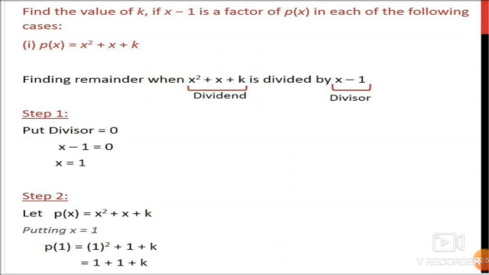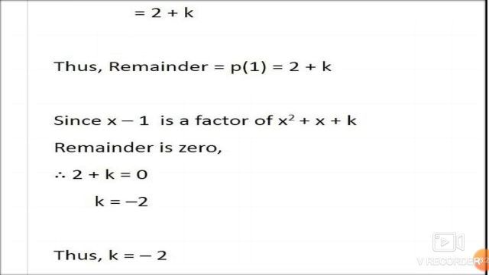Next, find the value of k if x minus 1 is a factor of p of x in each of the following cases. This is also the same, students. Whatever the expression given, they haven't given the constant term, so we want to find out the constant term here. You can write it as it is and substitute, and do it yourself. You will be getting the answer finally. Observe carefully. Next.